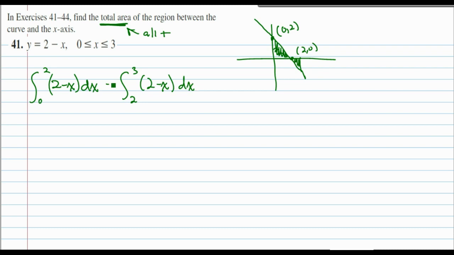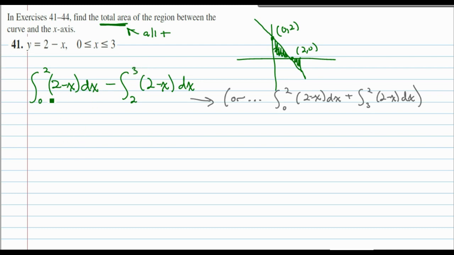You could have added the antiderivative from 3 to 2, because remember, reversing the upper and lower limits of integration also changes the sign of the integral, so I could have just said plus the antiderivative from 3 to 2. That would have worked just fine as well.